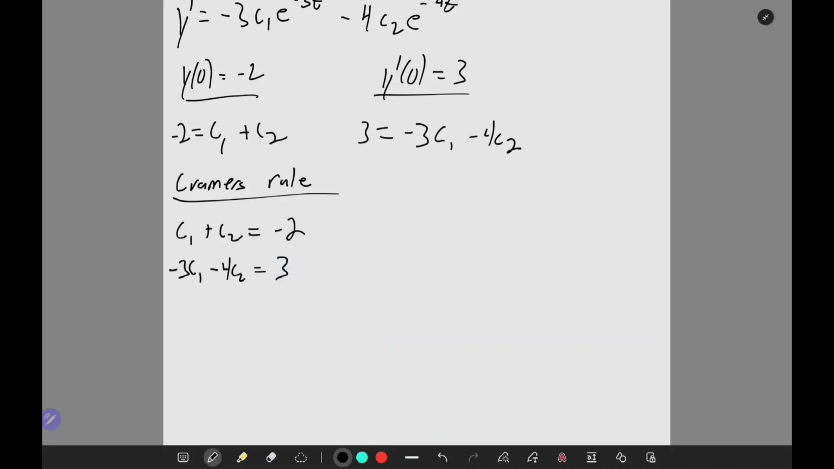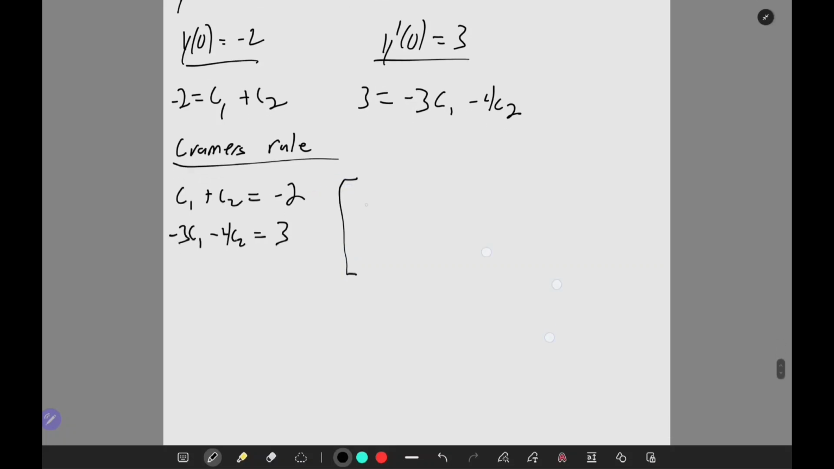So if we have this, it can be rewritten, if we write it out, in augmented matrix. What that means is you can write a system of equations. It's the same exact thing. All I'm doing is writing it down in a different way. This bar here means equals.